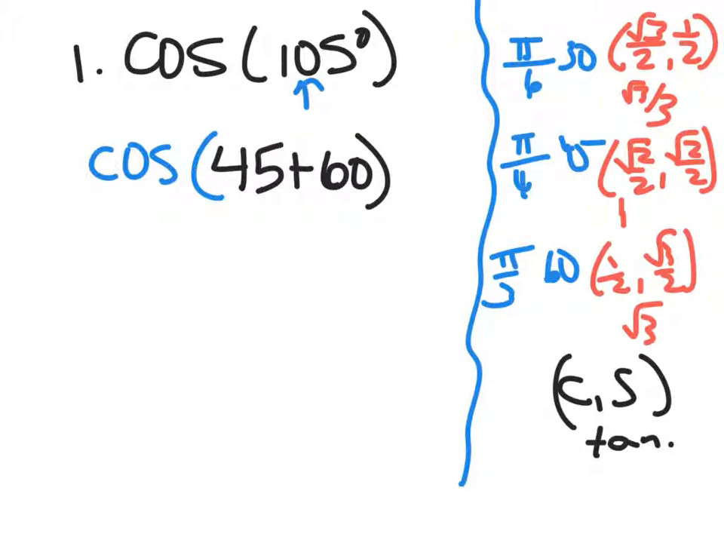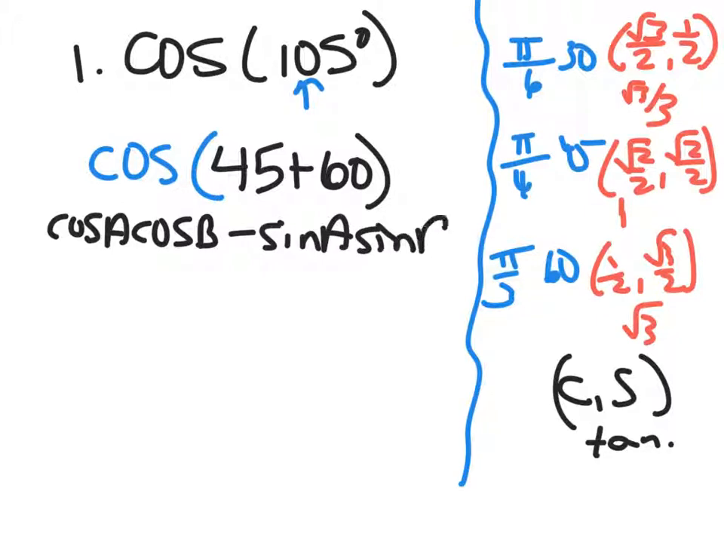You could have done 135 minus 30. You could have done anything like that. So now we're going to go through and expand it. You cannot just do cosine 45 plus cosine 60. You have to expand out the formula. So this is cosine with a plus. So that's cosine, cosine, sine, sine. Because you'll notice that, remember, when it's cosine, if this is a plus, that's a minus.